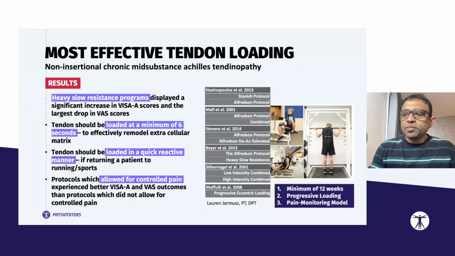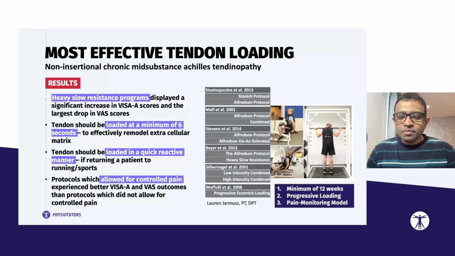When you look into the loading protocols mentioned in the literature, we know that exercise works really well. This is a good systematic review which looked into the ideal way to load these patients. We know that it should be a minimum of 12 weeks, and that one approach is not better than the other. It could be eccentric, it could be heavy slow resistance training, there is the Silbernagel loading. As long as we progressively load the tendon and have a pain monitoring model, we see changes in pain and function, usually around the 12-week mark.